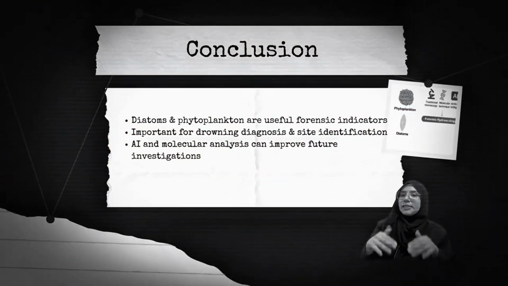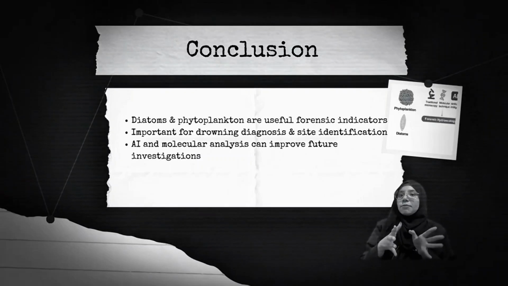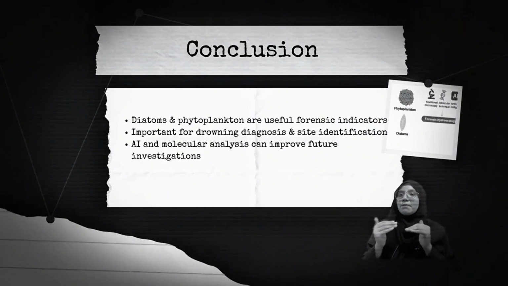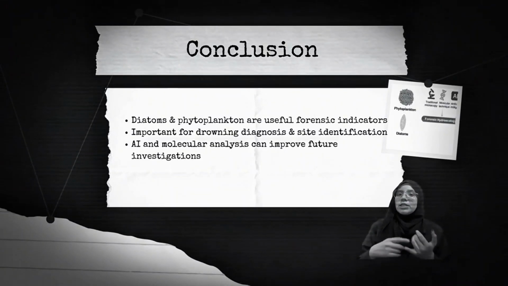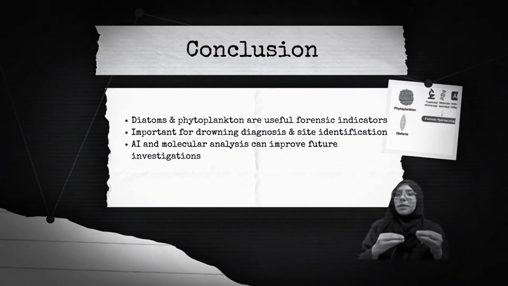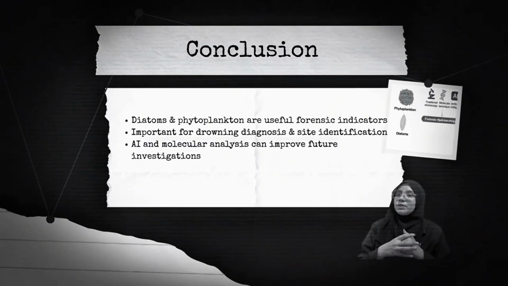In conclusion, this journal shows that the aquatic microbial community, especially phytoplankton and diatoms, is a highly valuable forensic indicator. This is because their resistance to decomposition and habitat specificity make them useful for drowning diagnosis and forensic site identification. Even though many challenges such as contamination and ecological variability still exist, combining microscopic and molecular analysis, AI, and GIS technology can improve future forensic investigation.